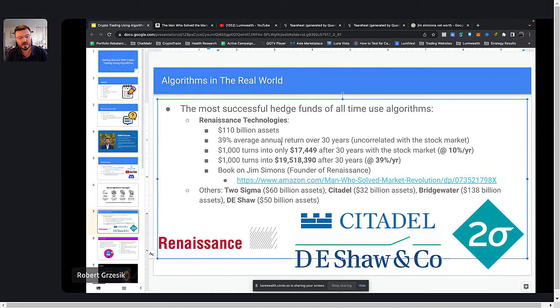Right? But they're not the only ones. Renaissance made quite a bit of money, but so do other companies as well. There are also these quantitative hedge funds that use algorithms. Two Sigma is another one. Last time I checked, they're managing $60 billion. It's probably much higher by now. Same thing. They tend to beat the market regularly and without taking crazy risks either.